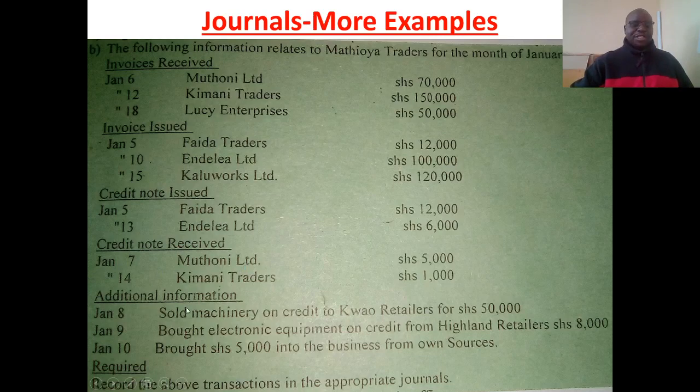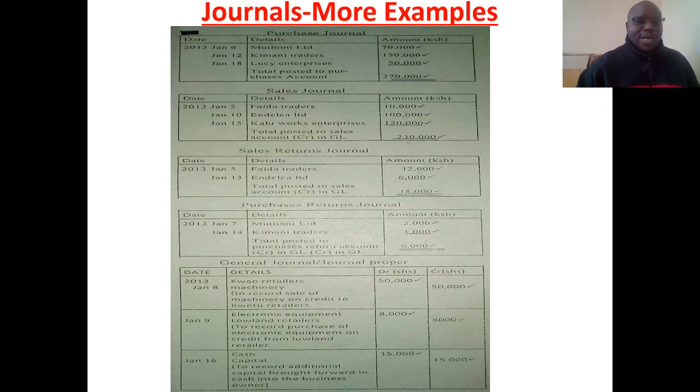Additional information: on 8th January, Madhya traders sold machinery on credit to Kawao retailers for 50,000. On 9th of January, he bought electronic equipment on credit from Highland retailers worth 8,000. On 10th January, he brought in 5,000 into the business from own sources. So you are required to draw the relevant journals for these transactions. This is the answer. 1. Purchases journal.